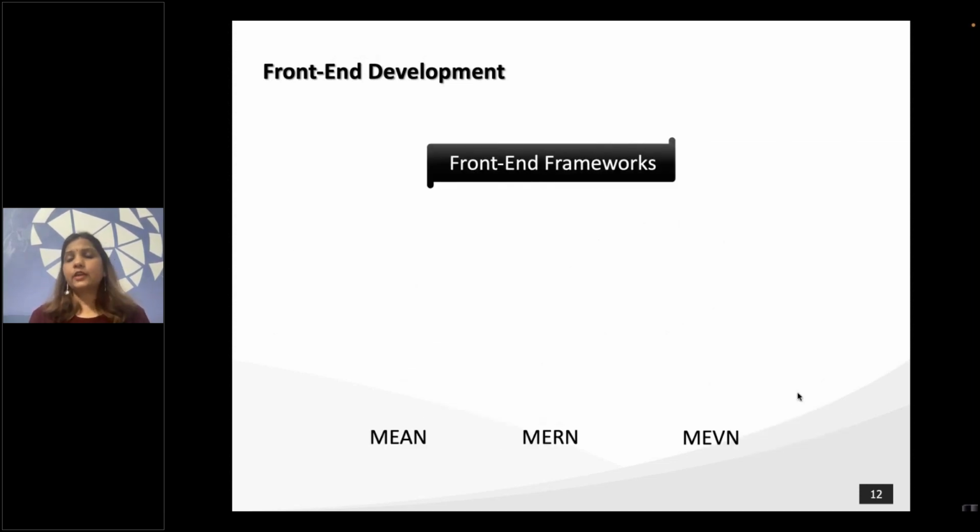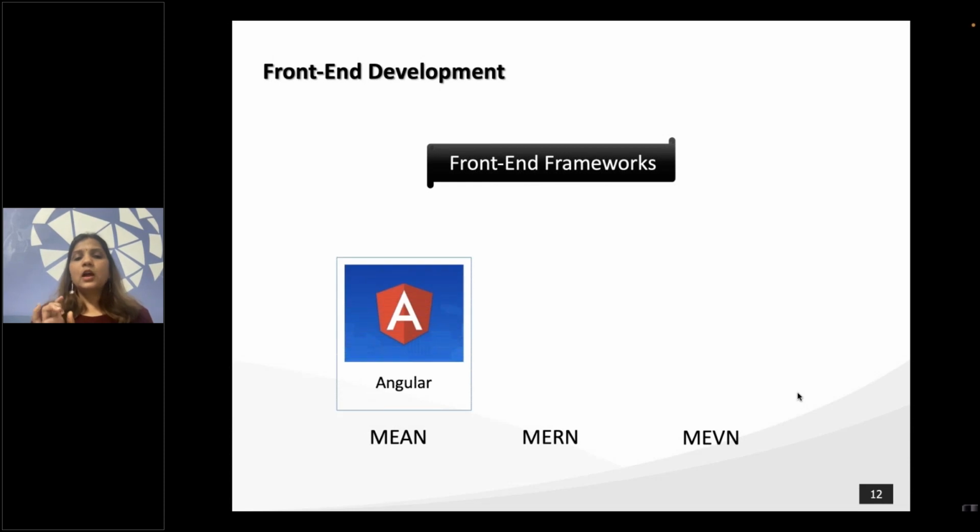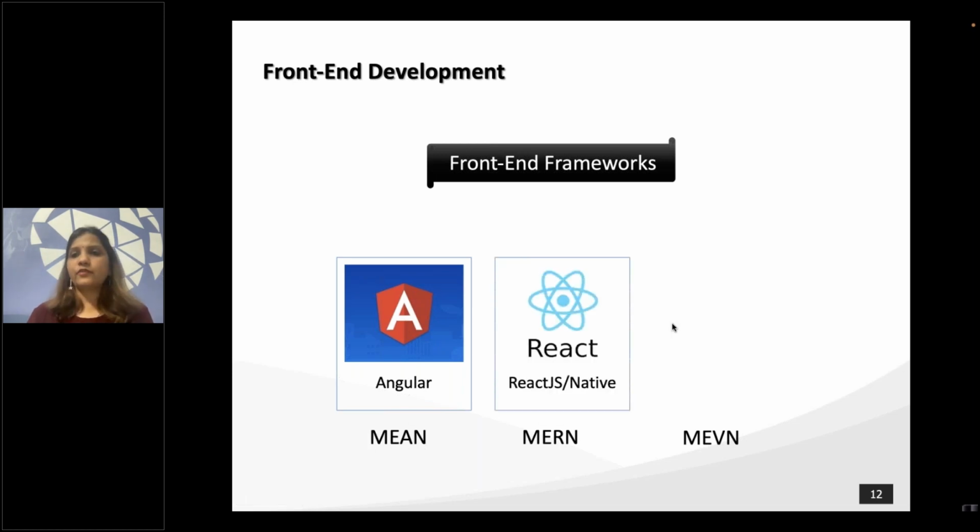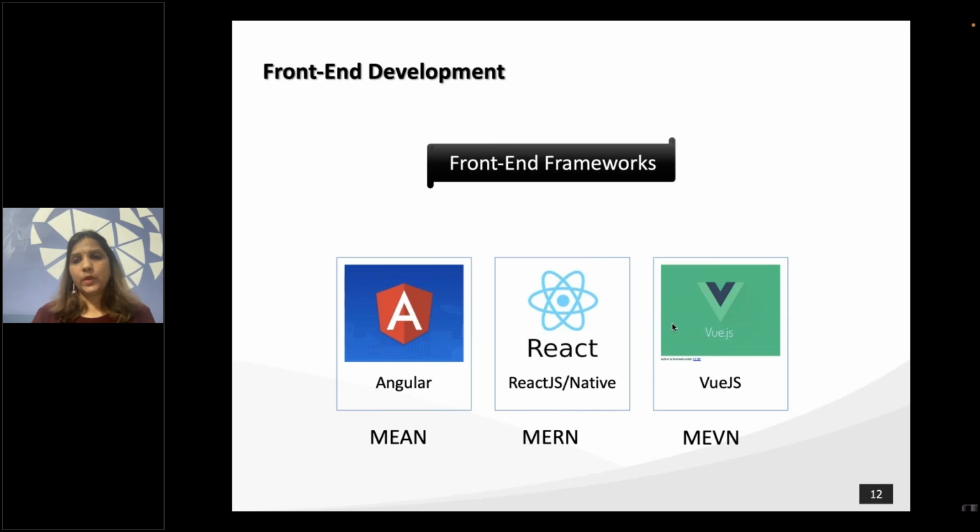Next come the front end frameworks. You have Angular, which is the A in MEAN. So when I say MEAN stack, M is for MongoDB, then we have the MERN stack, where R is for React. Then we have MEVN, where V stands for Vue.js.